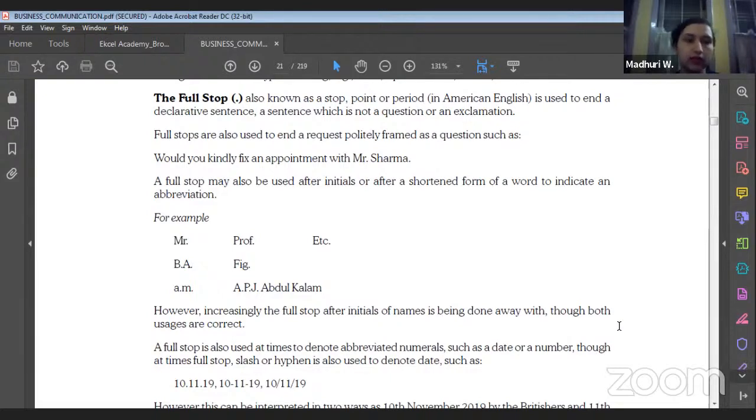Yeah, to complete a sentence. Okay, at the end of a sentence, when you put a full stop, we know that the sentence has ended. Yes, very good, Soha. It's also called a period. Sometimes a full stop is also used after initials or in an abbreviation, right? For example, Mr. stands for Mister, so it's M-R dot generally. For Dr. APJ Abdul Kalam, we write APJ because those are his initials. But increasingly, the full stops after initials of names are being done away with, although you can do it with or without, right? Even if you don't put a full stop, it's fine, but if you do, it's okay too.